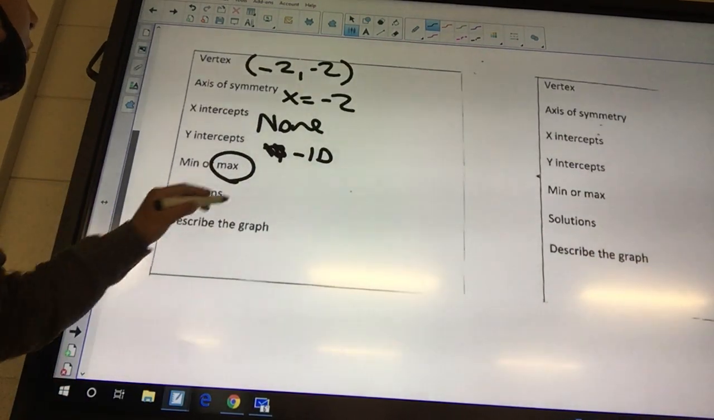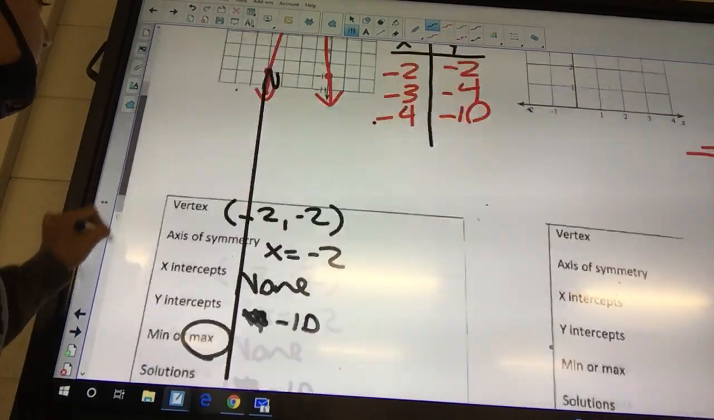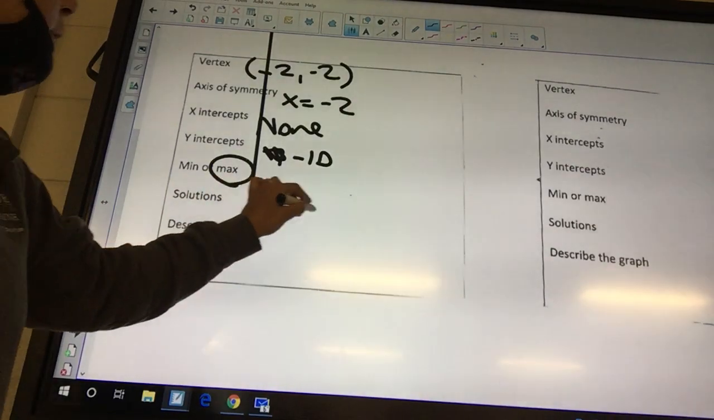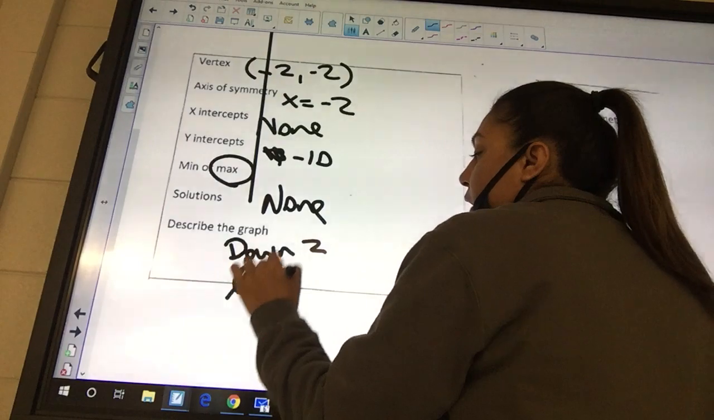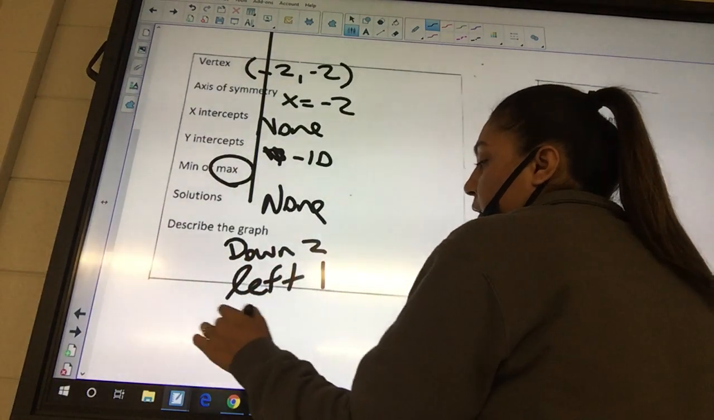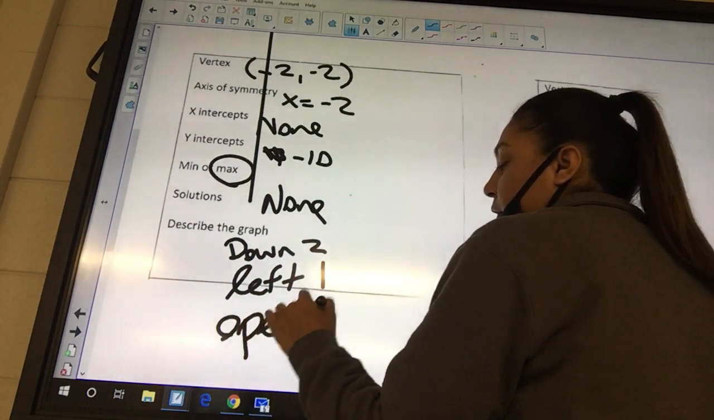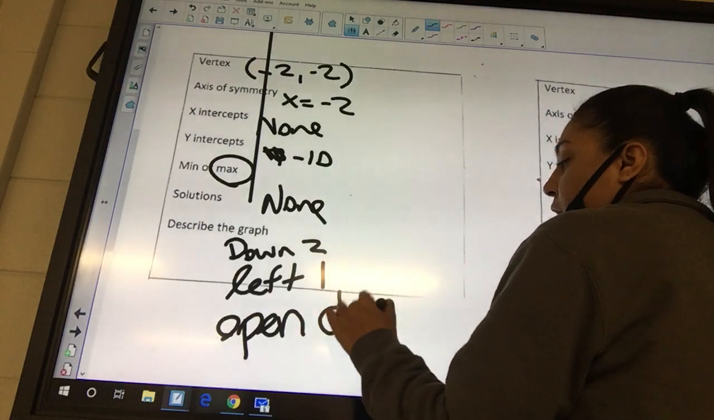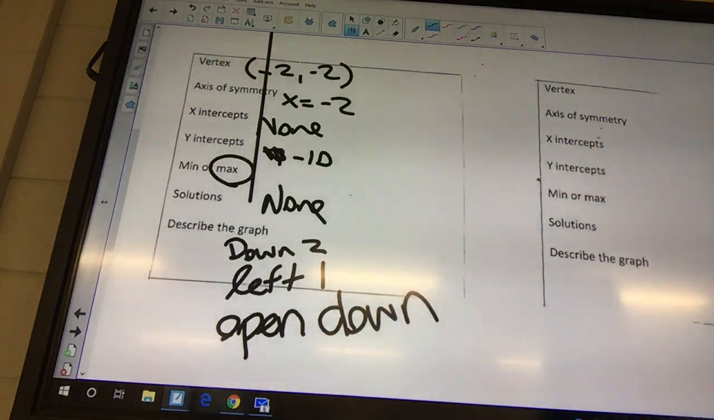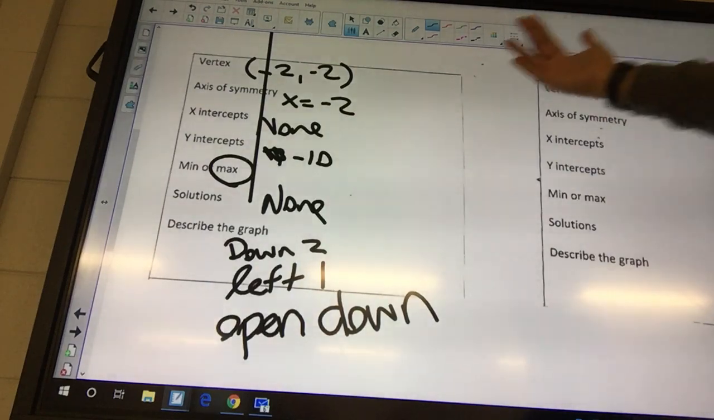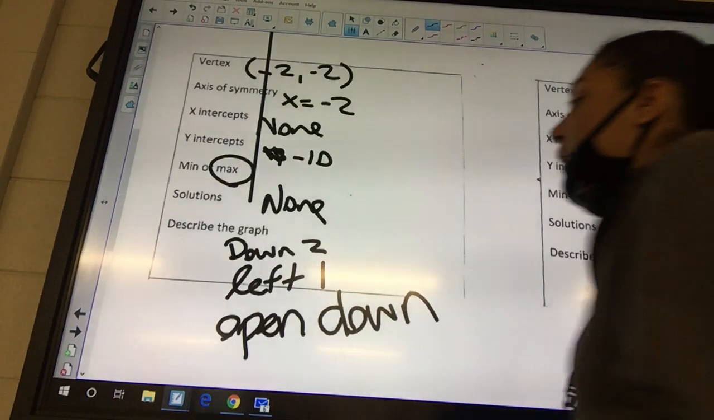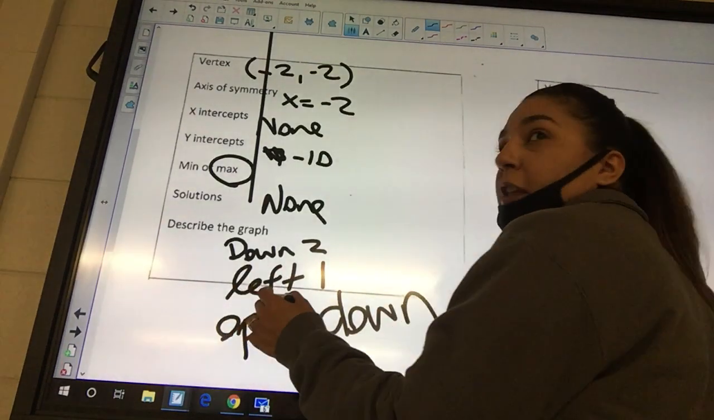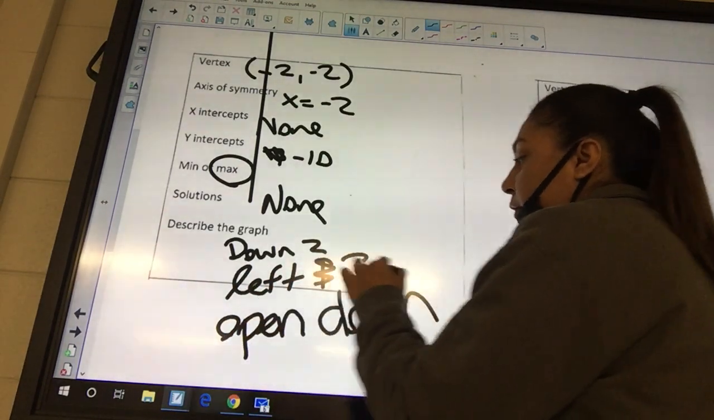Oh my god. Solutions is none. Description. Down 2, left 1, opens down. Somebody agree with this? Yes. Down 2, left 1. Okay, opens down. Wait, what? How you get left 2? Down 2, left 2. Left 2, yeah. Down 2, left 2. Yes. Opens down.